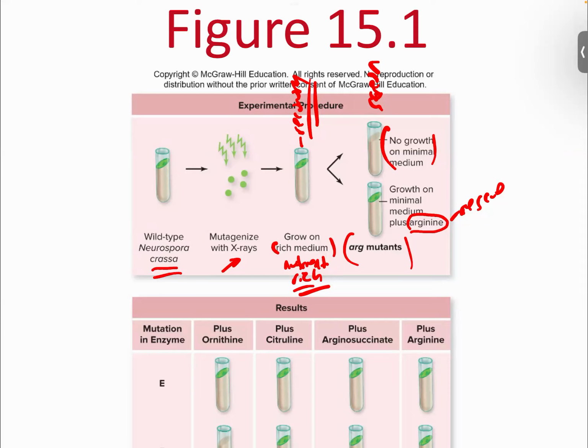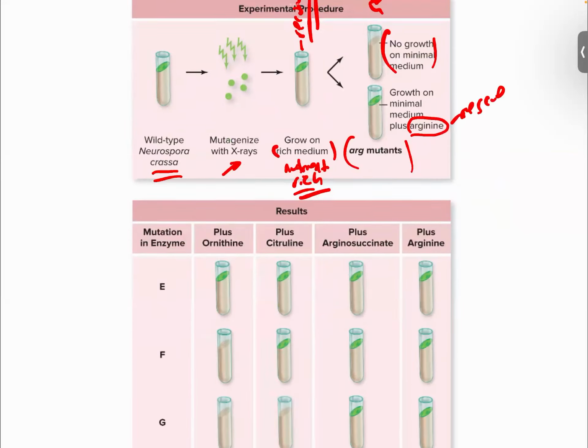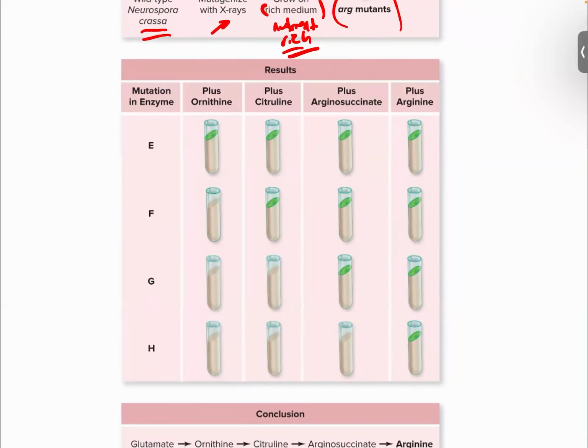So notice you didn't say, oh, I've got one gene or two genes. You haven't done that one yet. You're just saying whatever this is, it's actually involved in the arginine pathway and it's necessary. That's all you've said, right? Now, how do you know how many are involved? Well, that's where we come down to this one.